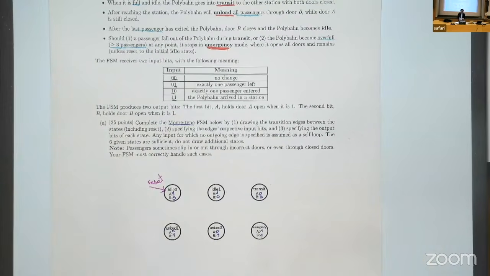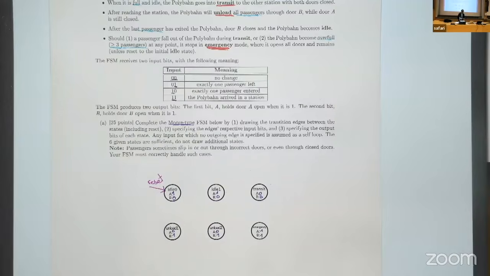Right, so we want to start in idle state for sure. Initially, polygon is in idle state. Now we should count. Well, I conveniently labeled the states idle 0 and idle 1, with the intention being, hey, idle 0 means there are currently 0 passengers in the polygon. Idle 1 means there's currently 1 passenger in the polygon, and on the other side, unload 2 means there are currently 2 passengers in the polygon. Unload 1 means there's currently 1 passenger there.